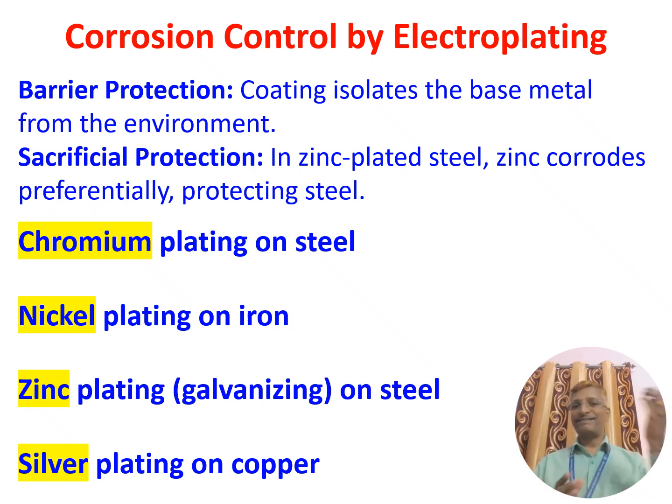Next, in zinc plating, suppose just imagine zinc is plated on steel. Now the zinc corrodes preferentially, protecting the steel. That is a simple mechanism. Some other examples are also there: chromium plating on steel, nickel plating on iron, zinc plating on steel, that is galvanization, and silver plating on copper.